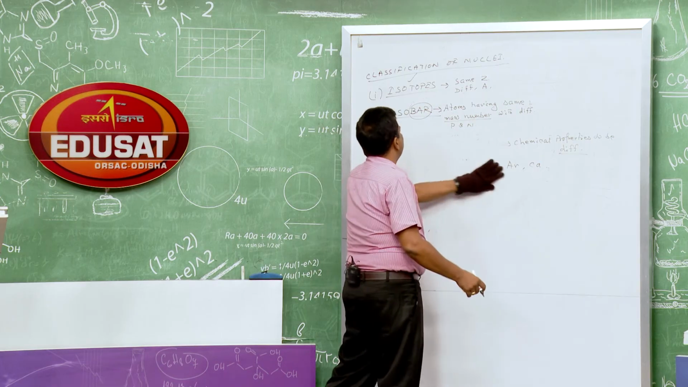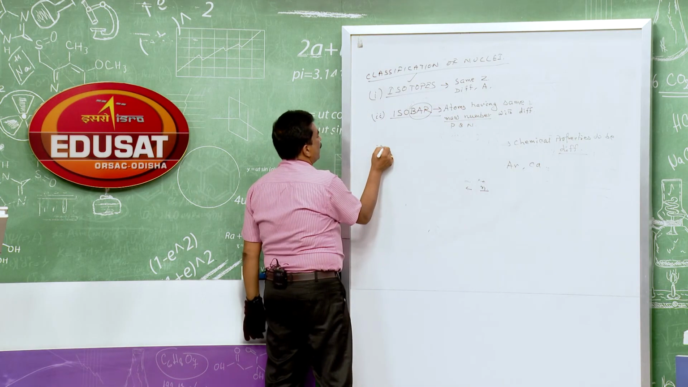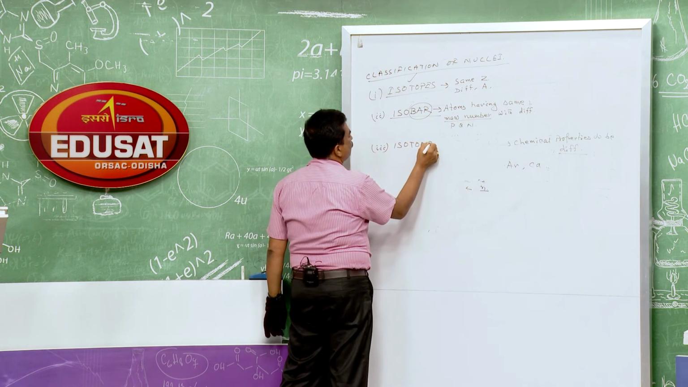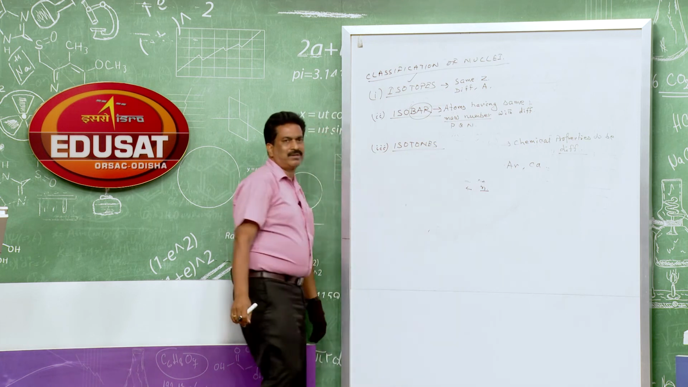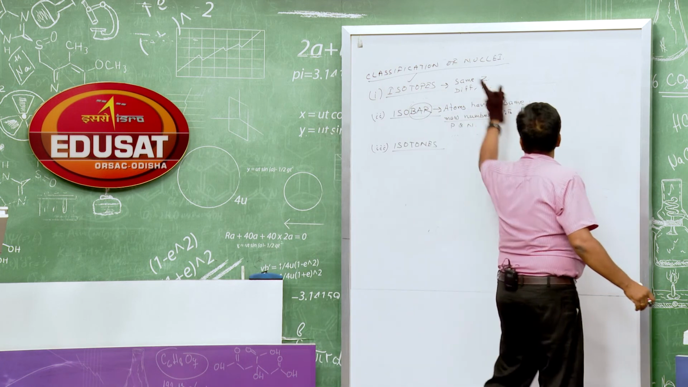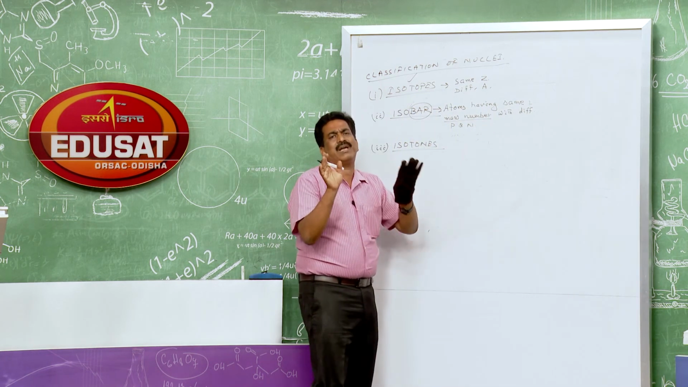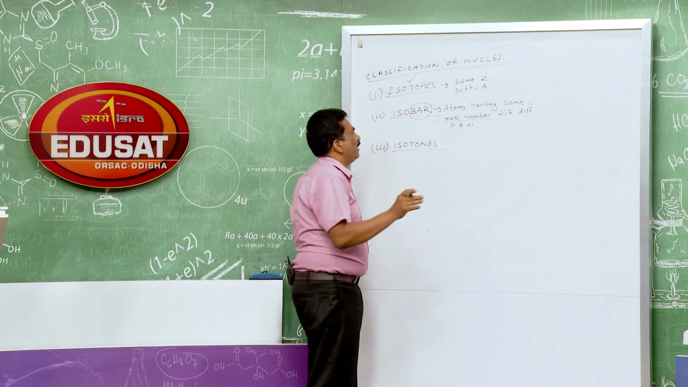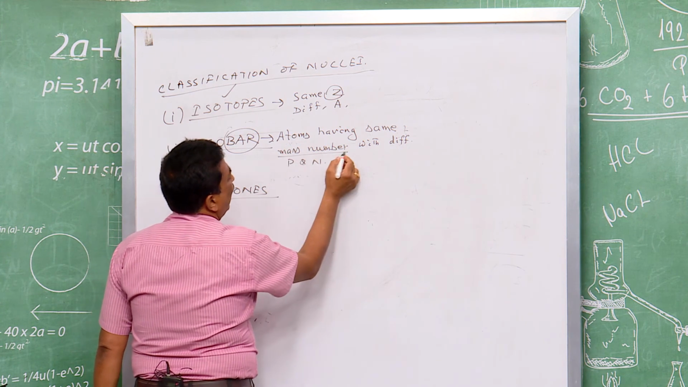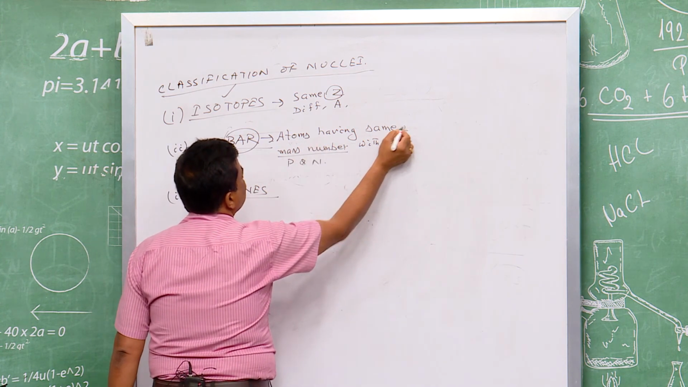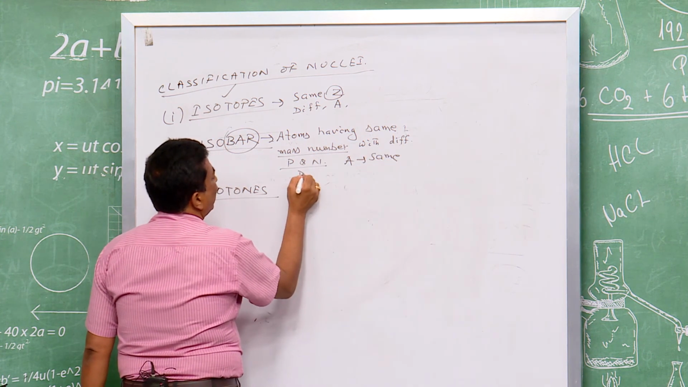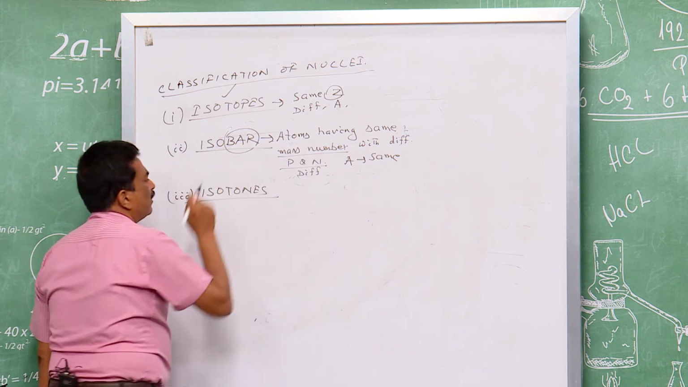Next we will go for the third one, that is isotones. For isotones, iso means the same, as we have written for isotopes. So one thing remains the same. For isotopes the same is Z, the atomic number. For isobars, having the same mass number means A is the same, and P and N are different.